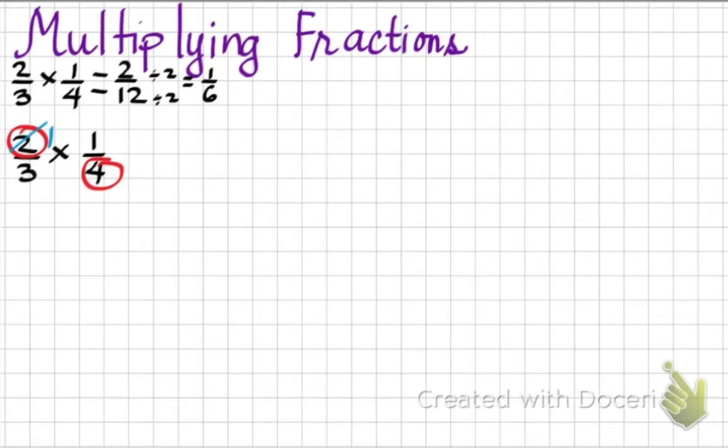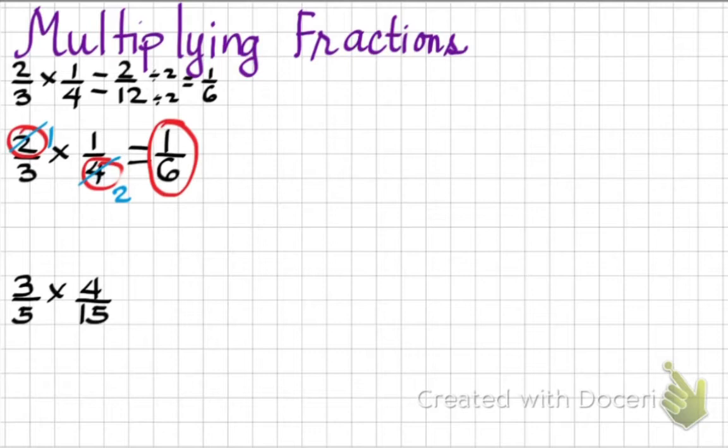These numbers share the same common factor, which is 2. So we have to divide. I will just cancel here. 2 divided by 2 equals 1, and 4 divided by 2 equals 2. So now we can multiply across. We multiply across our numerators, 1 times 1 is 1. And then we have 3 times 2 equals 6. So there you go. We have our simplified fraction, 1/6.